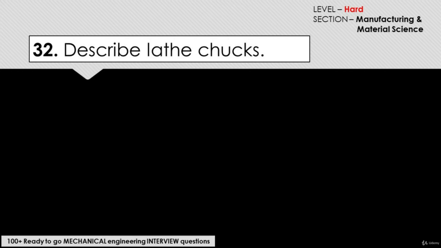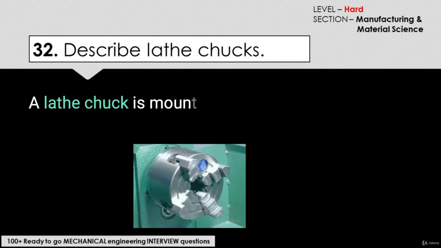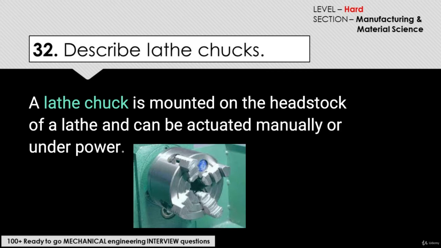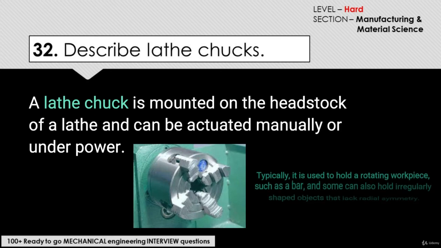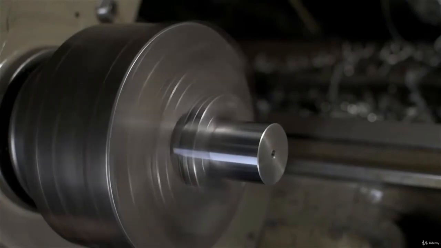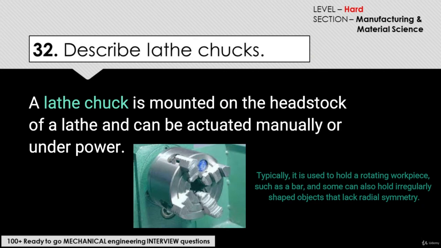Describe lathe chucks. A lathe chuck is mounted on the headstock of a lathe and can be actuated manually or under power. Typically, it is used to hold a rotating workpiece, such as a bar, and some can also hold irregular shaped objects.